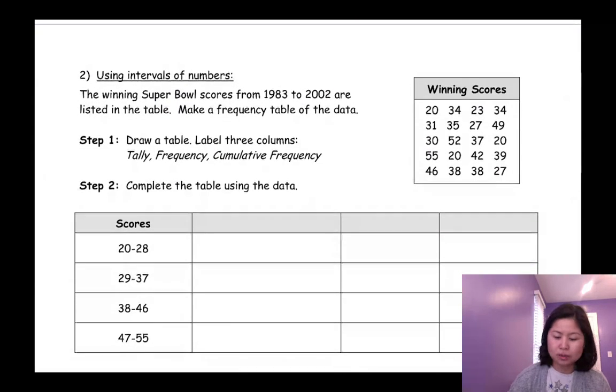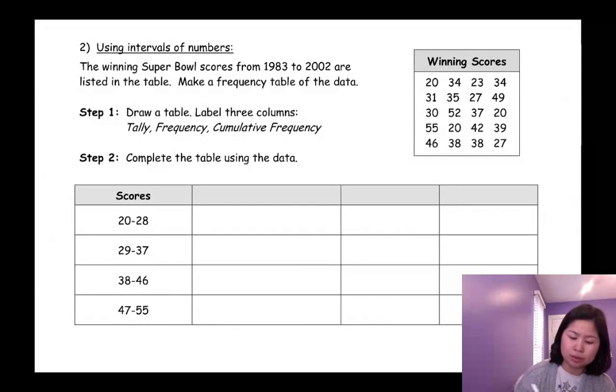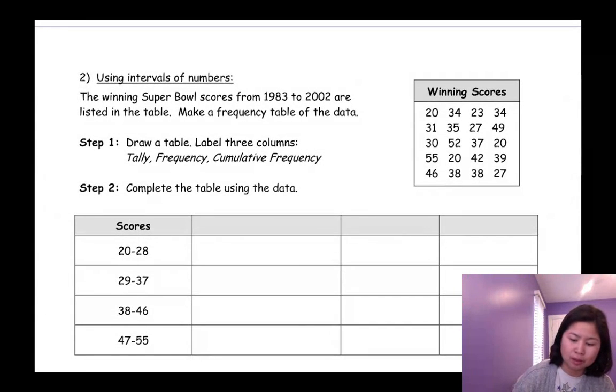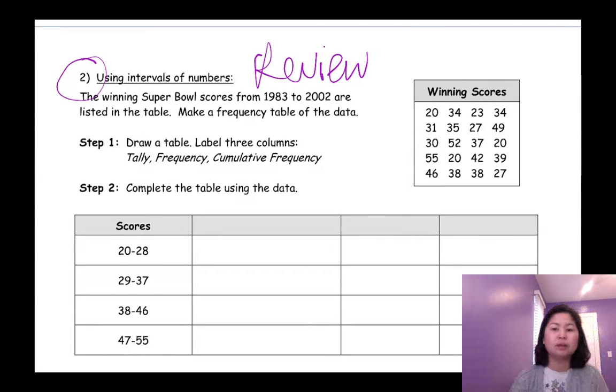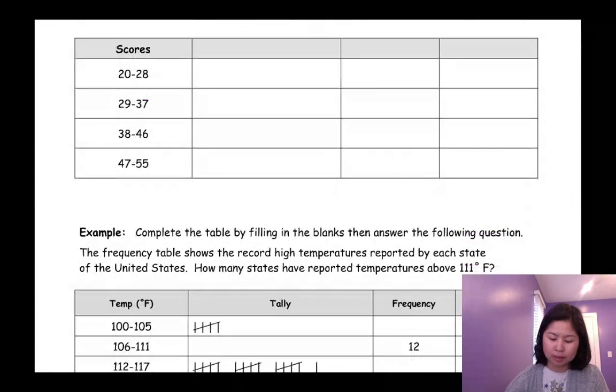All right, so this should be the practice that I'm going to ask you to do at your own time to review from Tuesday's summative. So for number 2, I'm going to ask you to do review, okay? Do this on your own. If you feel like you need help, work on this one and come to office hours to get help, right? So create a frequency table. You do the tally, frequency, cumulative frequency. I'm giving you the numbers again, okay? All right, so that's your review. I'm not going to go over that.